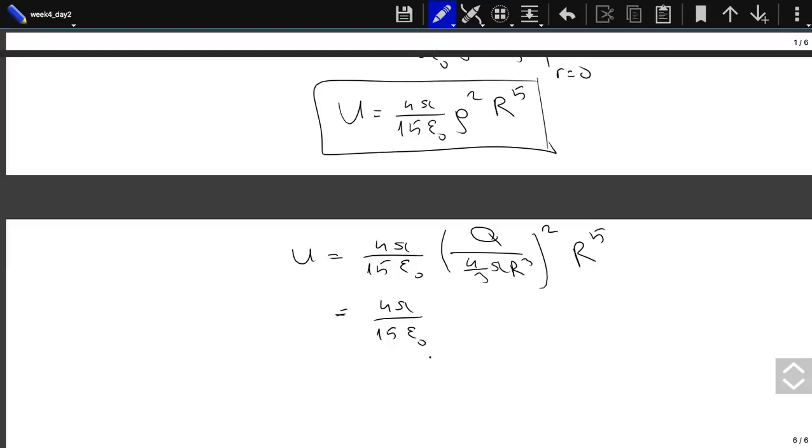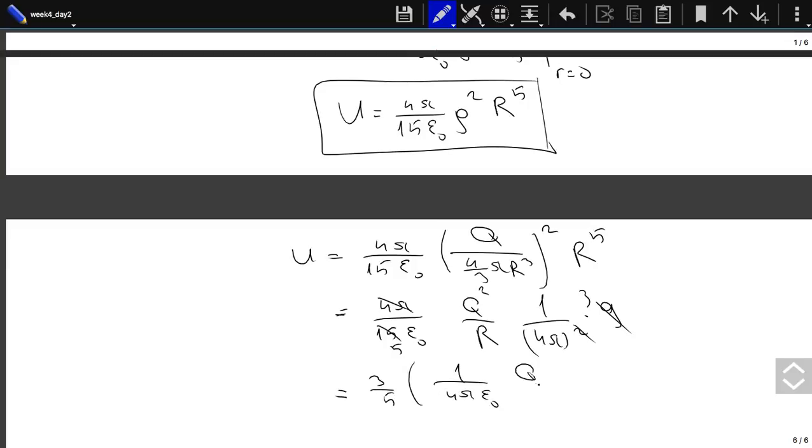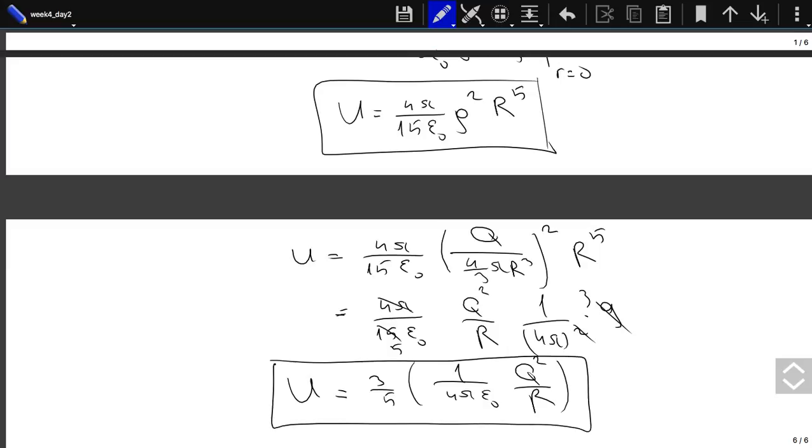Well, this is called the self-energy of this system. Now, in fact, if you consider, for example, r goes to zero, you see that this diverges. So if you try to model a point charge with some charge q, a point charge is something you can think of as a sphere with zero radius, so it has infinite self-energy.